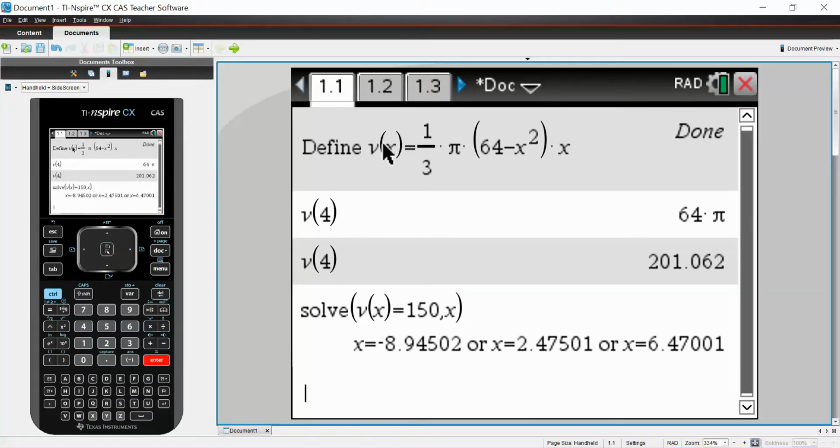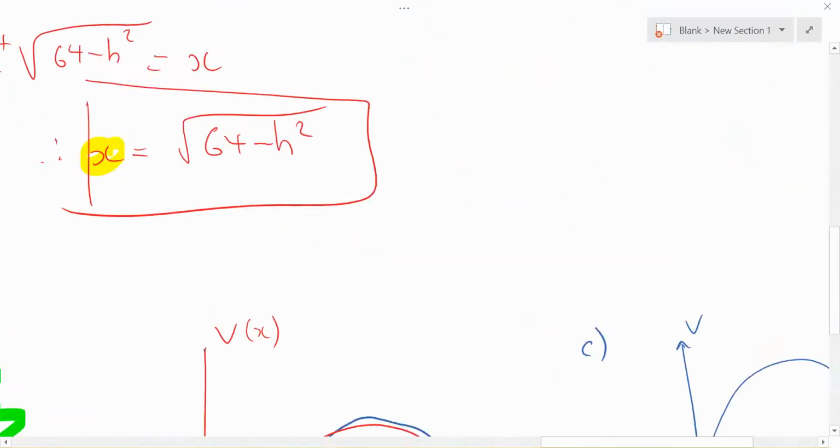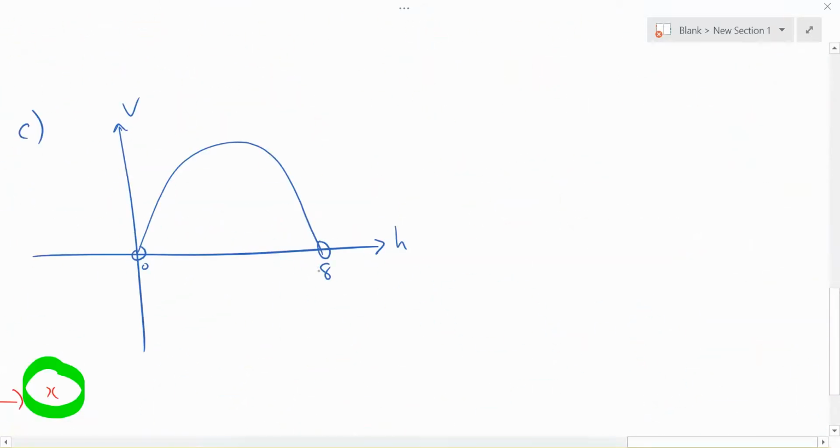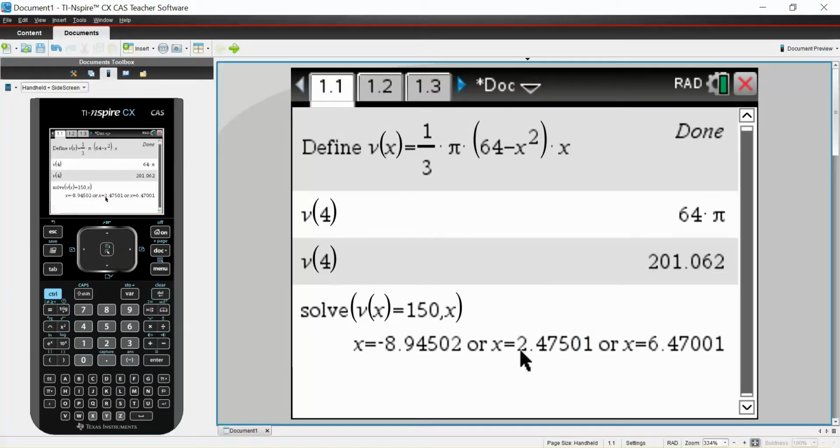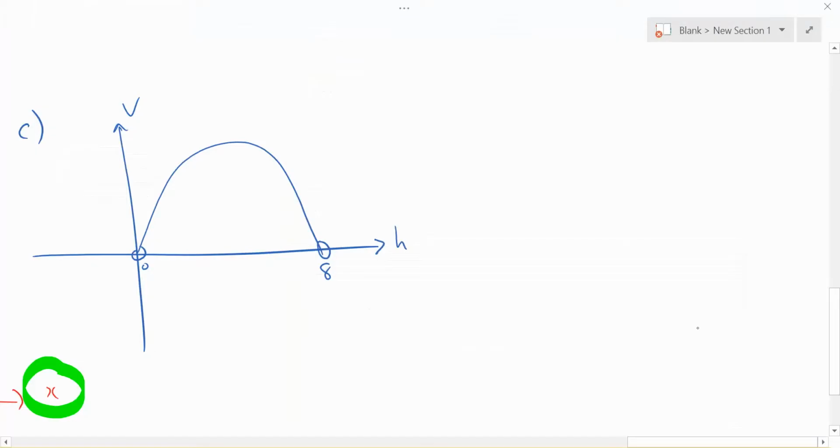Now you got values here. Now which one of those is likely to be correct? Okay, now we know that h cannot be a negative, and from our graph before, remember when we sketched it, it was between 0 and 8, so that means you got two answers. You got 2.47 and you got 6.47. Those are your two answers.